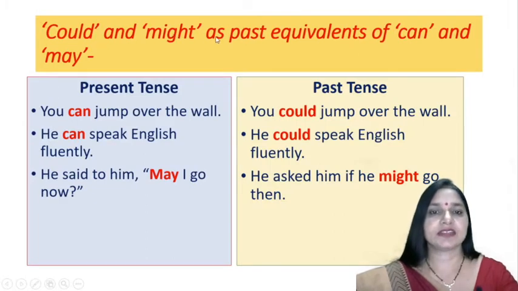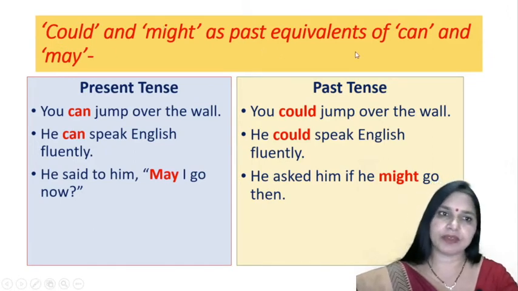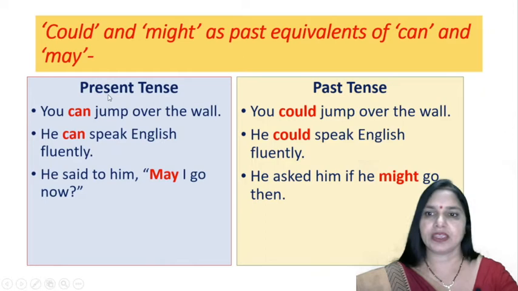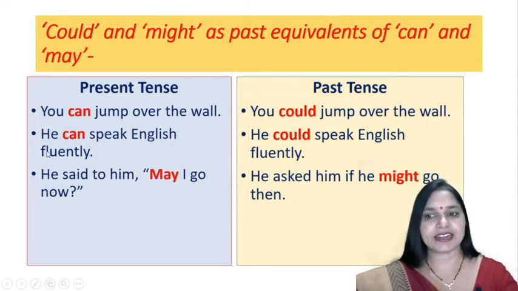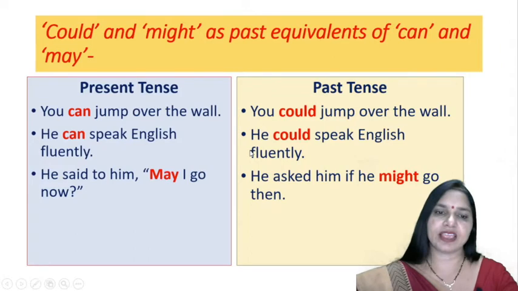Could and might are used as past equivalents of can and may. In present tense we say you can jump over the wall, but in past we say you could jump over the wall. He can speak English fluently. In the past we say he could speak English fluently.